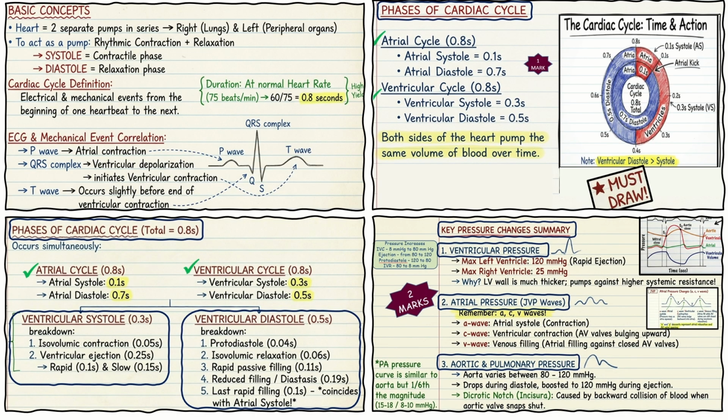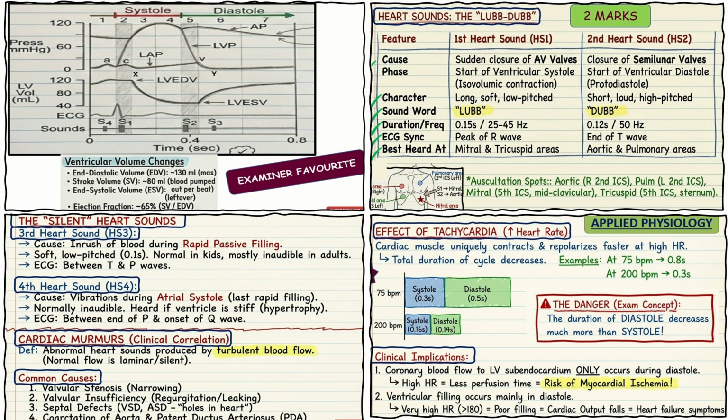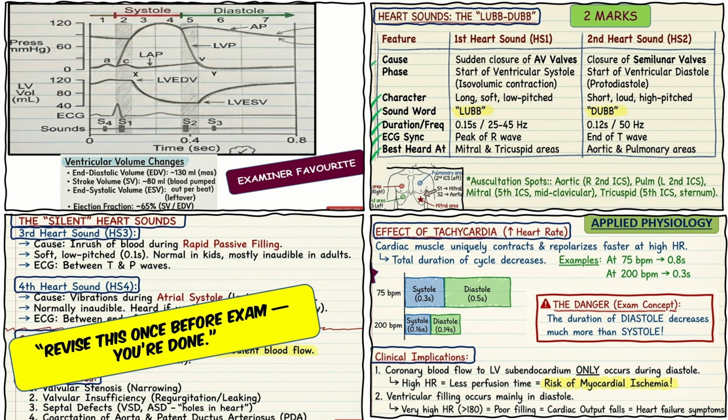So congratulations for successfully writing this long essay question of cardiac cycle along with me. As you can see, we have written about the basic concept, definition of the cardiac cycle, then about the phases of the cardiac cycle in the form of flow charts. For main content, we have drawn the two diagrams. First about the phasic changes, second about the pressure and volume changes. Also, we have written a short note on the heart sound, and last but not the least about the applied physiology. So revise this once before the exam and then you are done.